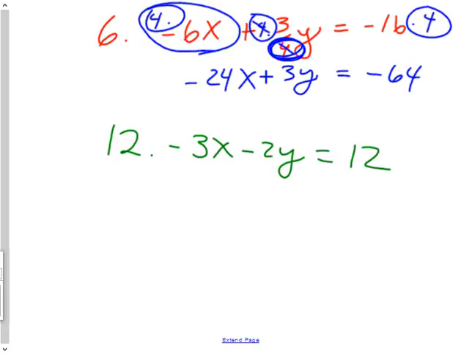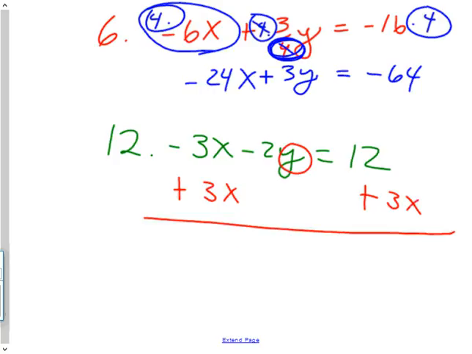All right, next. I'm going to try to get this y alone right here. Number 12 is a normal one. Don't have to deal with fractions or anything. So TW, step up. What do you think is first? Get rid of the negative 3x. You are correct. How do I get rid of the negative 3x? Add 3x. Okay, then I got negative 2y equals 3x plus 12.